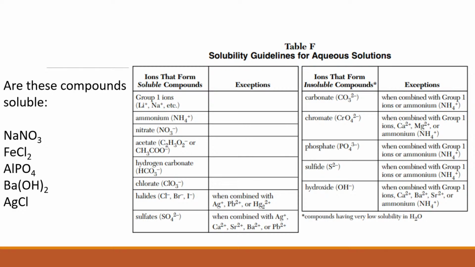Looking at this compound, the way we're going to use Table F is by trying to find the pieces of this compound on Table F. Here we see Na and NO3. They happen to both be on the table. That's not always the case. But sodium is soluble with no exceptions. Nitrate is soluble with no exceptions. So this combination is soluble for sure.